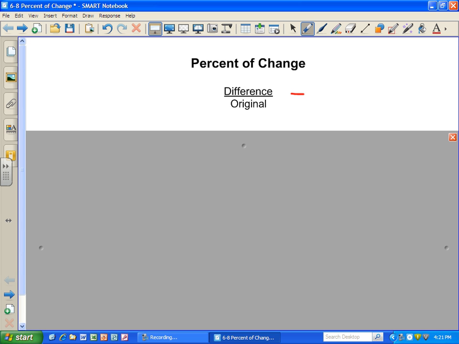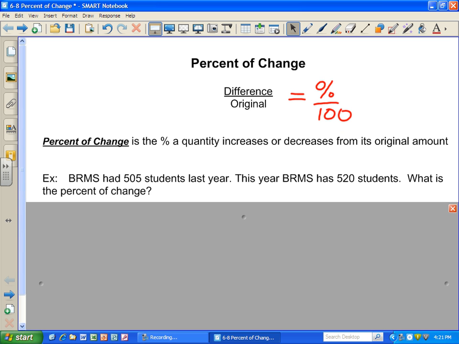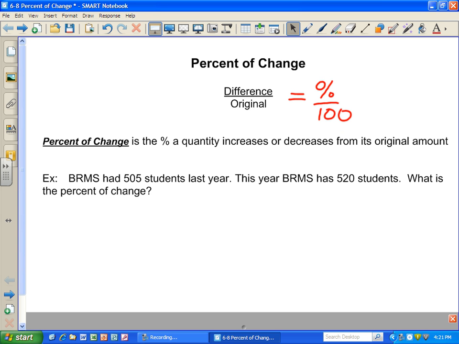And then you could set that equal to the percent out of 100 and use a proportion if you would like. Or you could just take that fraction, divide it, get the decimal, move the decimal twice over, and find the percent. It's up to you. So let's look at our first example. Percentage of change is the percent a quantity increases or decreases from its original amount. So there's your definition of percent of change.